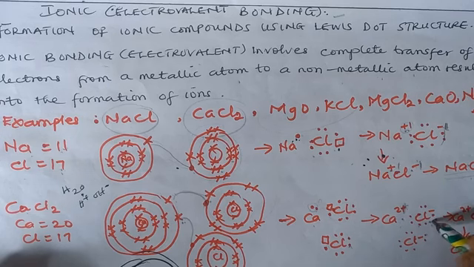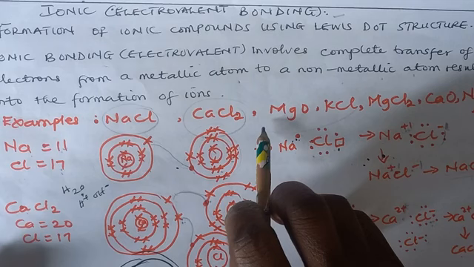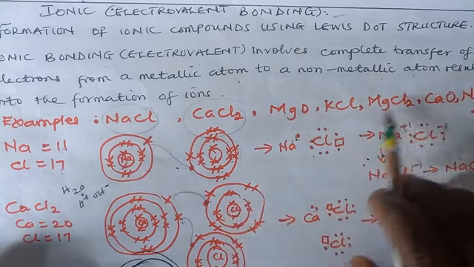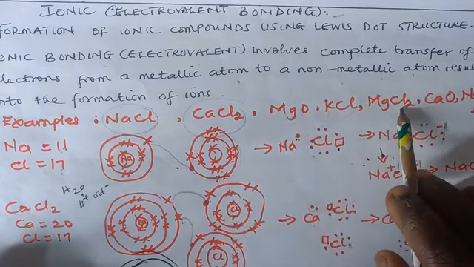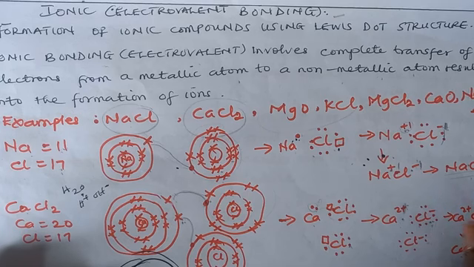Now this one becomes negatively charged, -1, -1, and then you have calcium chloride, that is 1 calcium and 2 chlorine. What are the properties of ionic compounds? You can see other examples of ionic compounds: magnesium oxide, potassium chloride, magnesium chloride, calcium oxide, sodium oxide, and so on.